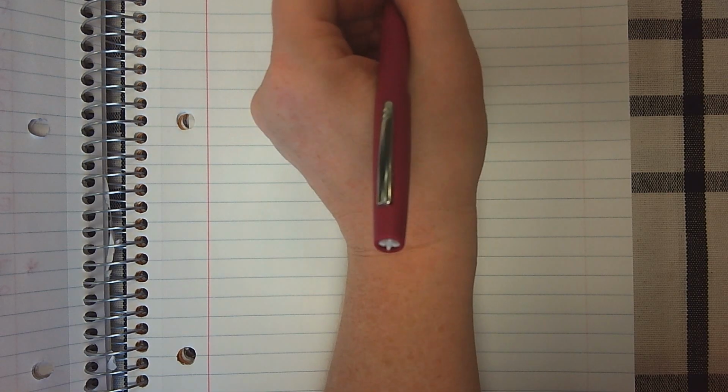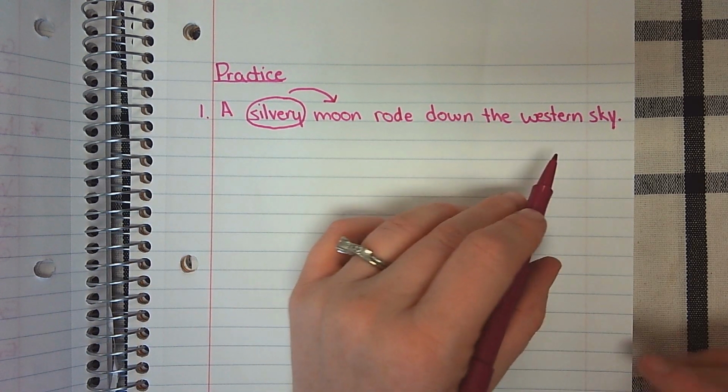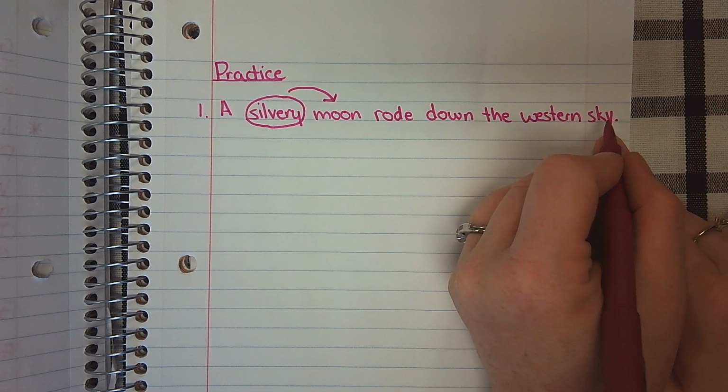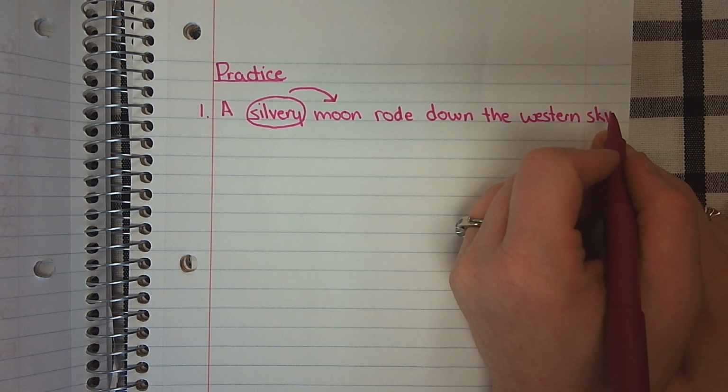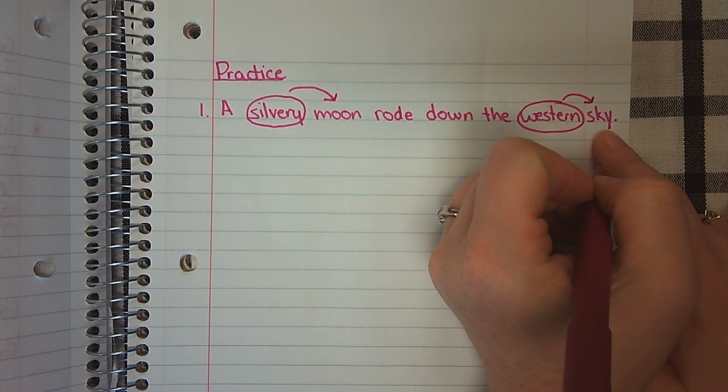Okay. Do we have any other nouns in our sentence? A silvery moon rode down the western sky. Sky is also a noun. What word is being used to describe, oops, sorry. There we go. I'm not sure if you could see that a moment ago. A silvery moon rode down the western sky. Moon is our noun. Silvery describes that noun. Another noun in our sentence is sky. Is there a word that tells us what kind, which one, or how much, or many? It tells us what kind of sky it is, and it's a western sky. Good.